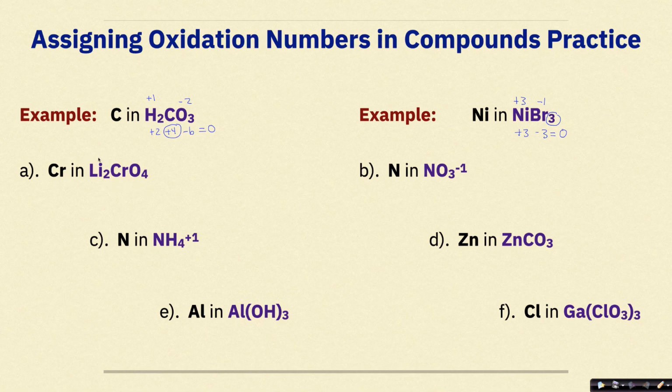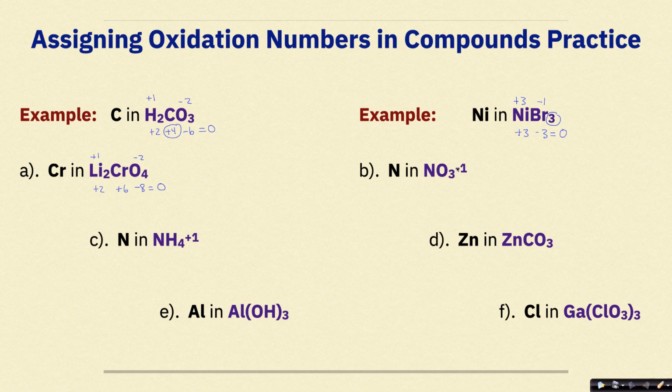Li2CrO4. Li is a group 1 metal. It has to be plus 1. Plus 1 times 2 gives me plus 2. Oxygen is going to be negative 2. Negative 2 times 4 gives me negative 8. The whole thing is going to be equal to 0. Chromium, like we saw before, has to be plus 6.